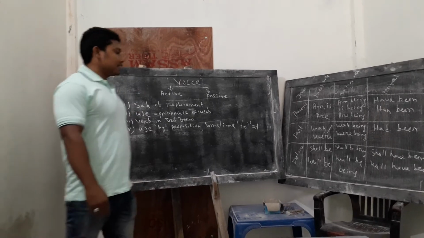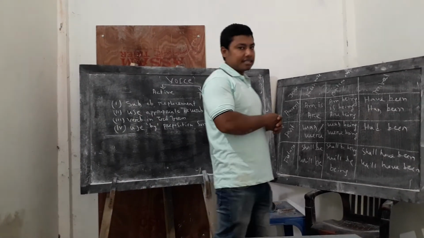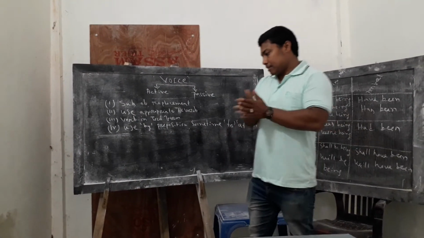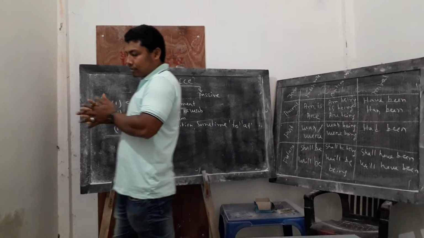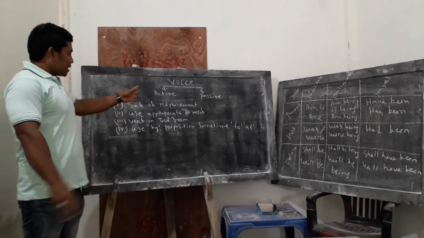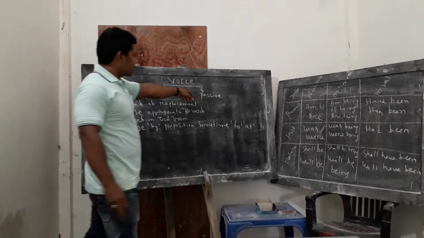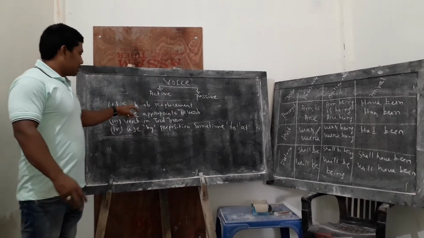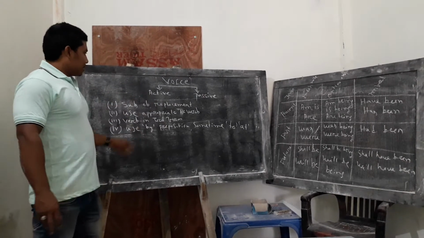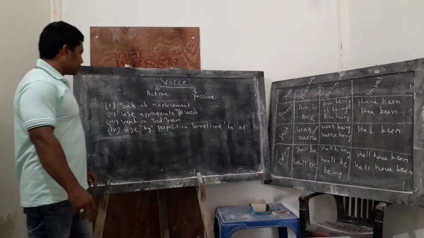In last class, we discussed the parts of sentence on the basis of structure. They were simple, compound, and complex. And today I am going to start another most important concept of English grammar, voice. There are two parts of voice: active and passive voice.